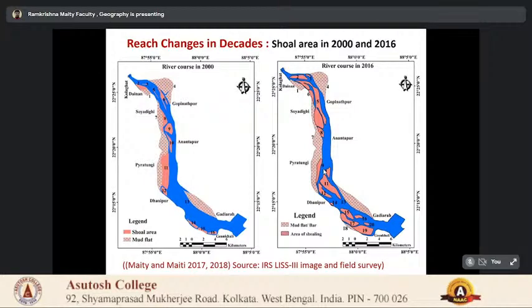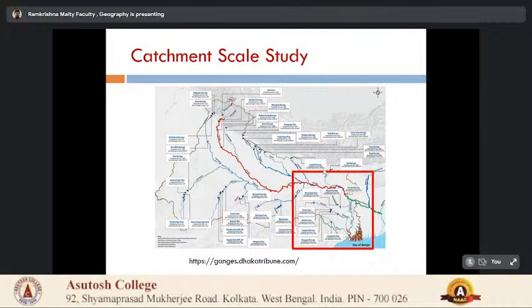So to have this understanding of the change of this river reach, we have to take at least one decade or two decades of time frame. So our research, our understanding, or our analysis was concentrated for a time period of decades. Okay.